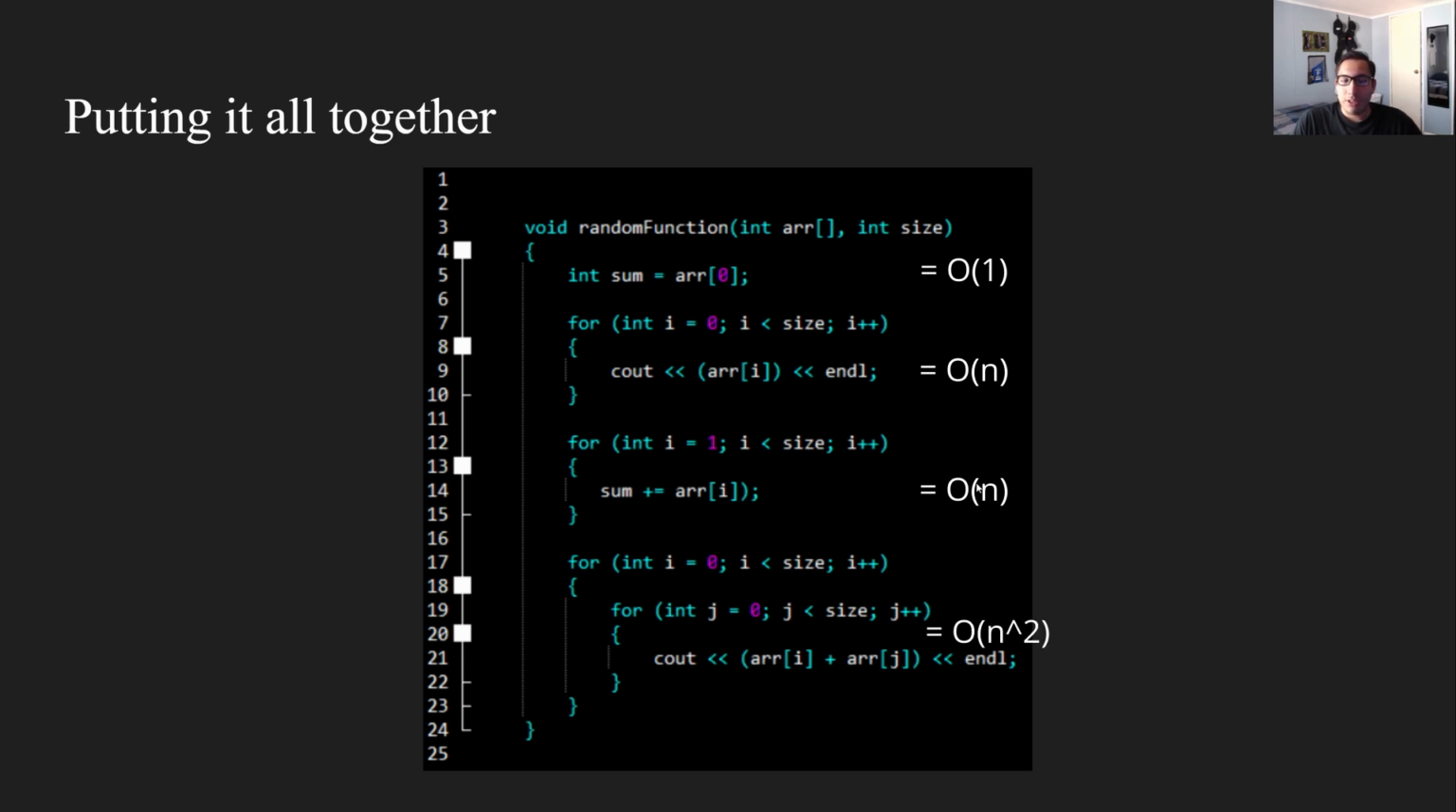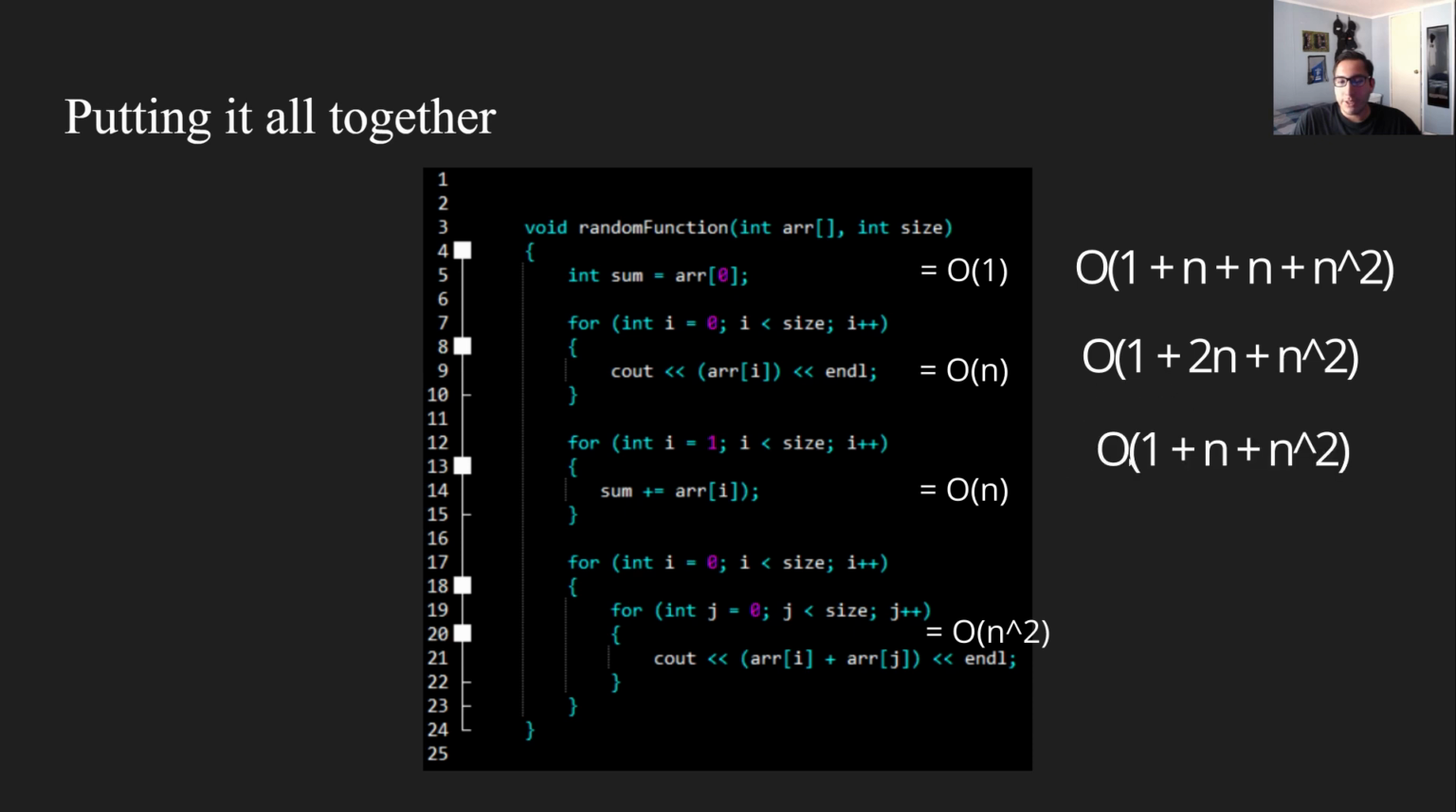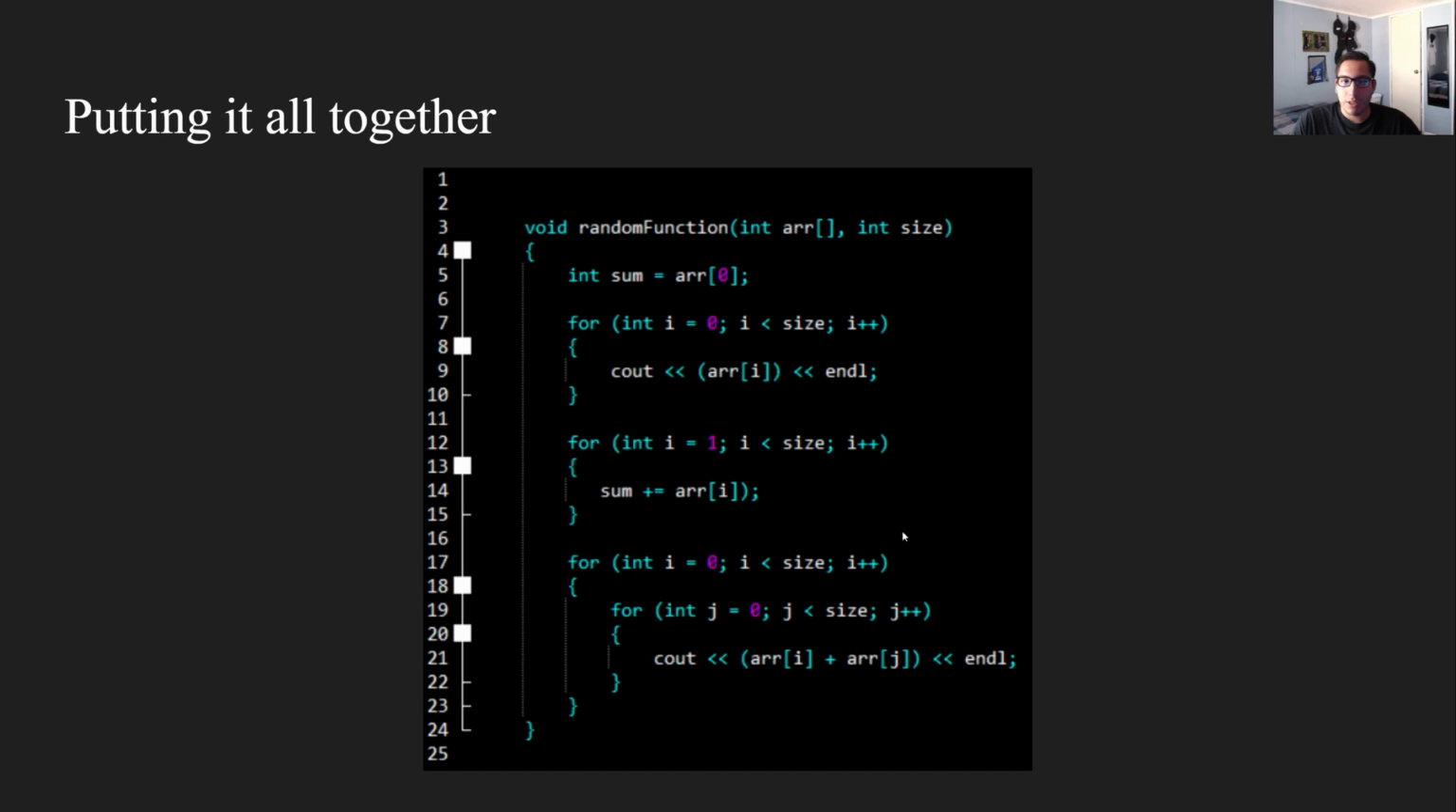And so to get the final notation, what you want to do is add them all up together. So you have O of 1 plus n plus n plus n squared. And so you can see you can simplify more. So you get O of 1 plus 2n, because there's two n's, plus n squared. And so whenever you're solving for the O notation of a function or of an algorithm, you drop any constants. So you can drop the 2. So you get O of 1 plus n squared. And then, again, as we mentioned, you get the worst case scenario, or you drop any insignificant factors. So you get O of n squared as your final notation for this whole algorithm/function.